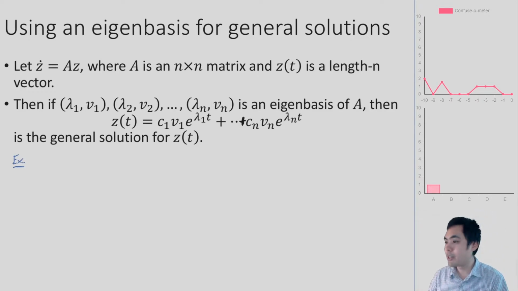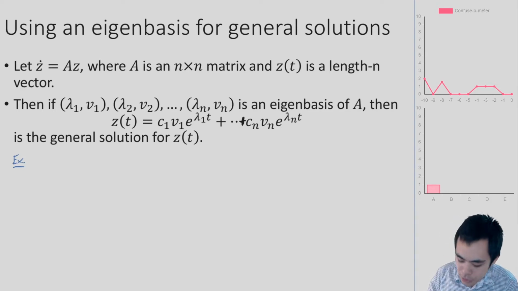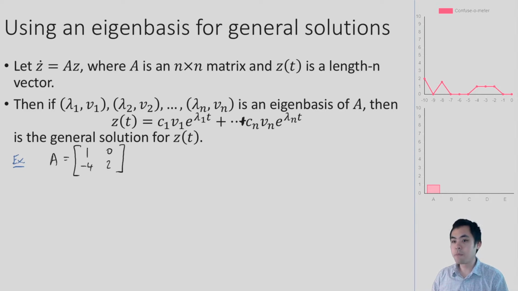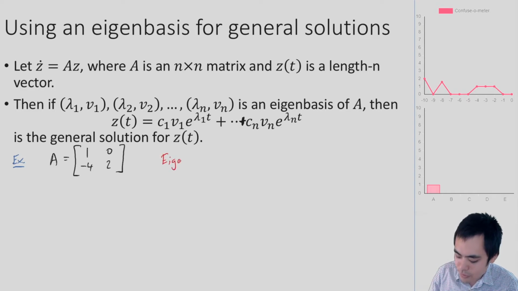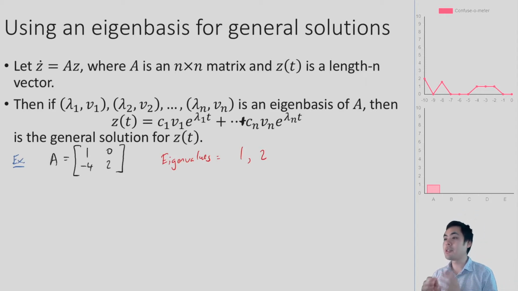So let me do it in a 2 by 2 case. For most examples we're only going to do the 2 by 2 case. So let's go back to the matrix we had earlier. A is equal to 1, 0, minus 4, 2. I chose this matrix because its eigenvalues are really easy to compute. Its eigenvalues are just 1 and 2, because those are the diagonal entries of the matrix, and this is a triangular matrix.